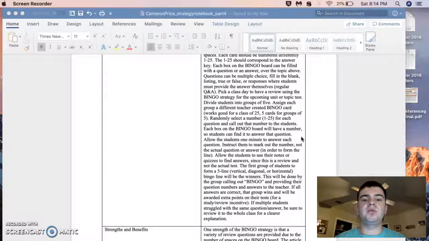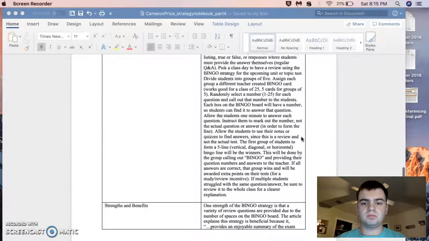Each box on the bingo board can be filled with a question or an answer over the topic above, so it doesn't have to be questions. You can put the answer and then the students have to give the question during the study review. Questions can be multiple choice, fill in the blank, true or false, or responses where the students have to list or give the answer straight up.